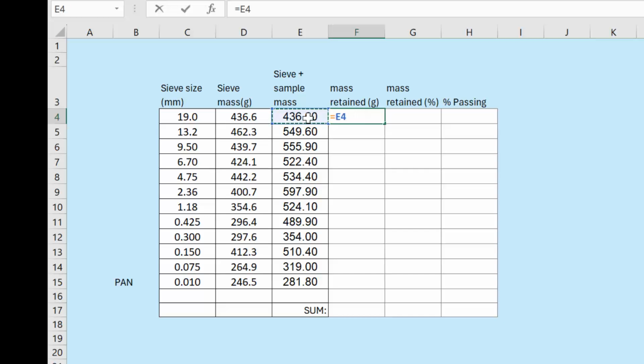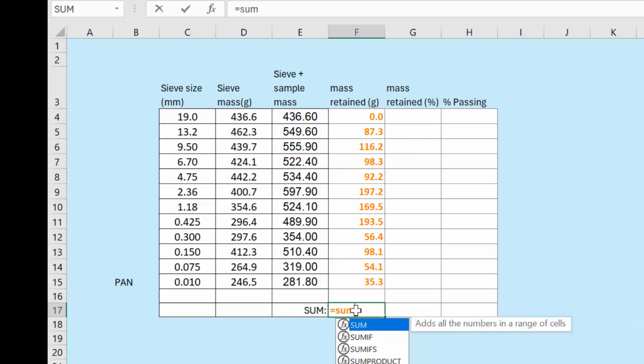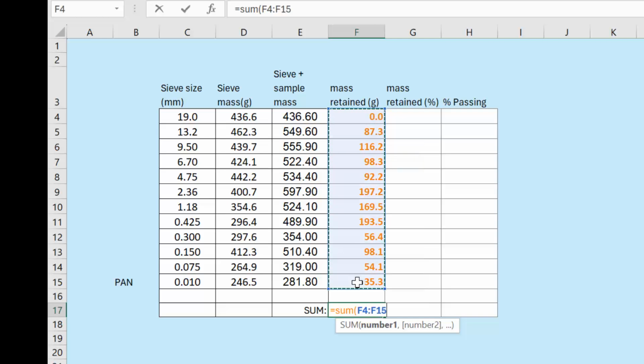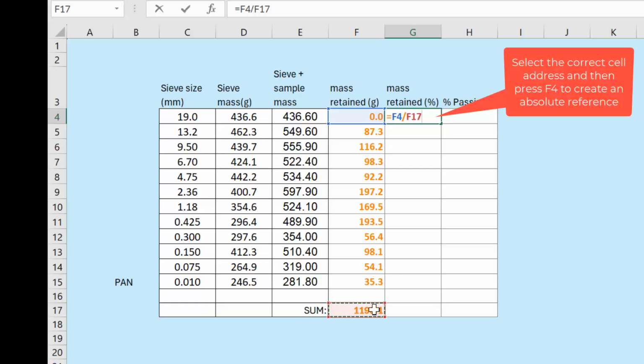First, we calculate the fraction on each sieve by subtracting out the sieve masses. The sum of the mass retained column gives the total mass. Now this is where things get tricky, as we need to use an absolute reference to calculate the percent fractions.